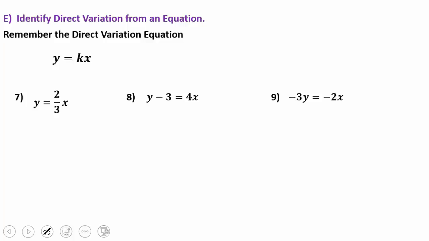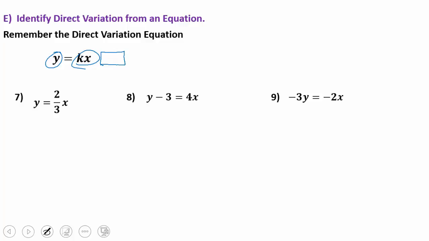So in other words, if they give us an equation, we want to solve for y and see, do we have a constant of proportionality with it passing through the origin? Meaning there is no intercept. It is the origin. It is 0.